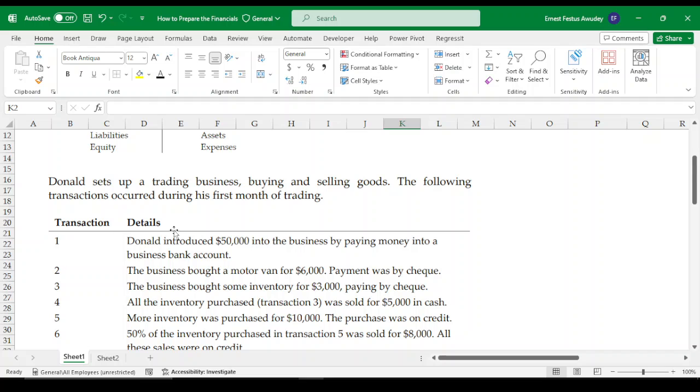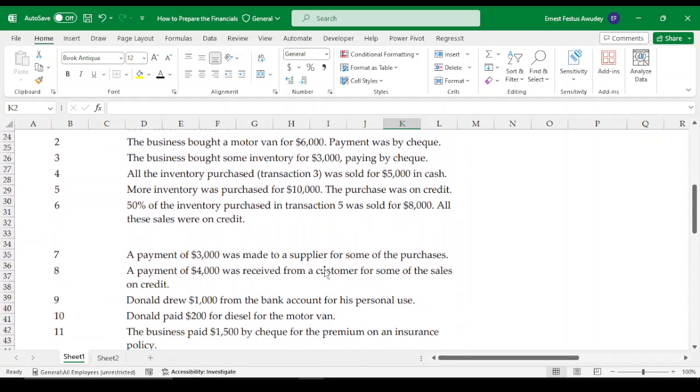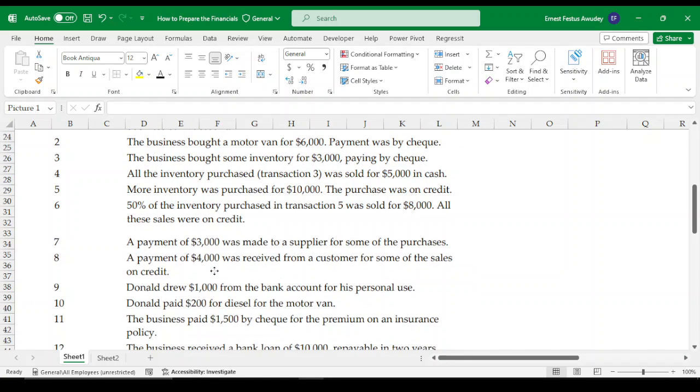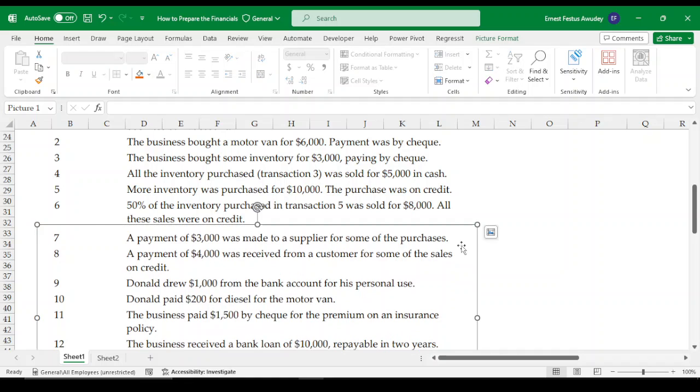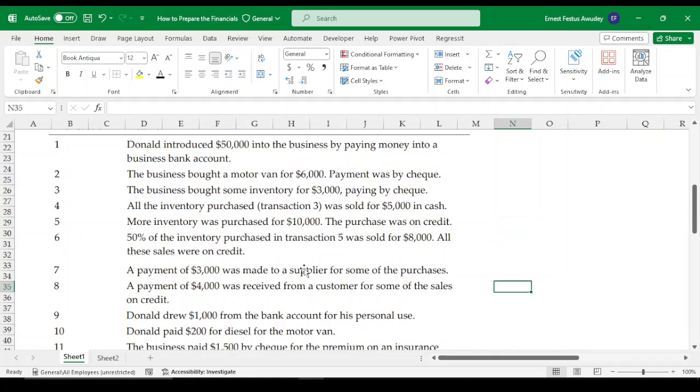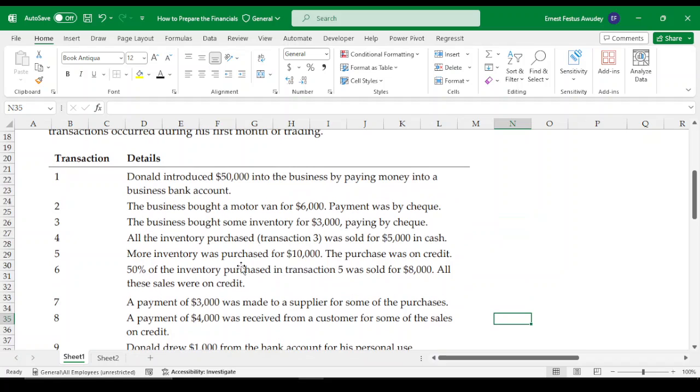All right, so let's look at our transactions. Let's read through quickly so that we can understand whatever we are doing there. All right, so the first transaction, Donald introduced 50,000 into the business by paying money into a business bank account. All right. The business bought a motor van for 6,000. Payment was made by check. Okay. The business bought some inventory for 3,000, paying by check.